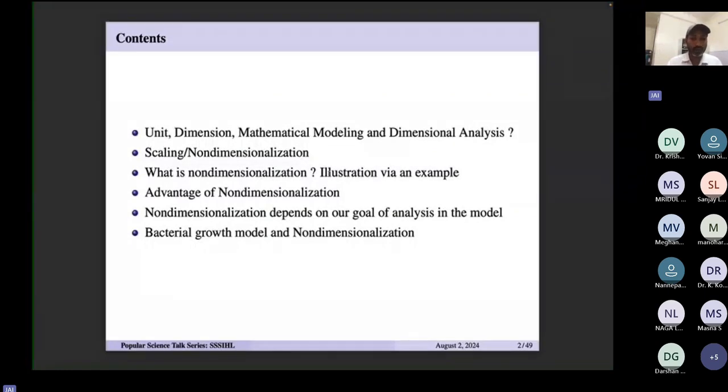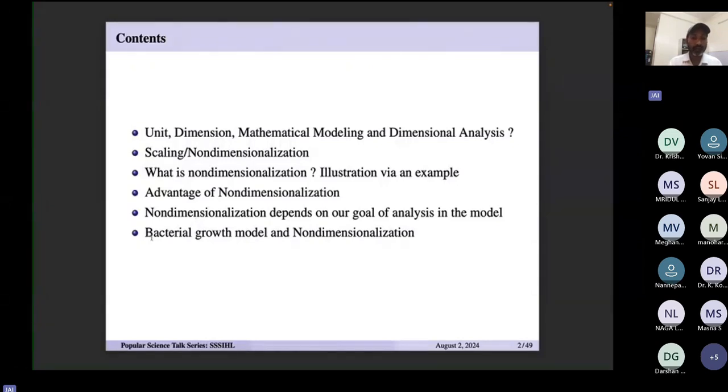Then we will try to understand what non-dimensionalization is, how we do it, and what the advantages are. In different ways, I will try to make you understand that it is going to benefit you when you non-dimensionalize your system. But also, there are people who are doing experimental research. They don't like this kind of thing, but mathematicians like it much because they want to calculate different kinds of things. So then we will talk about with what purpose we have to non-dimensionalize our system.